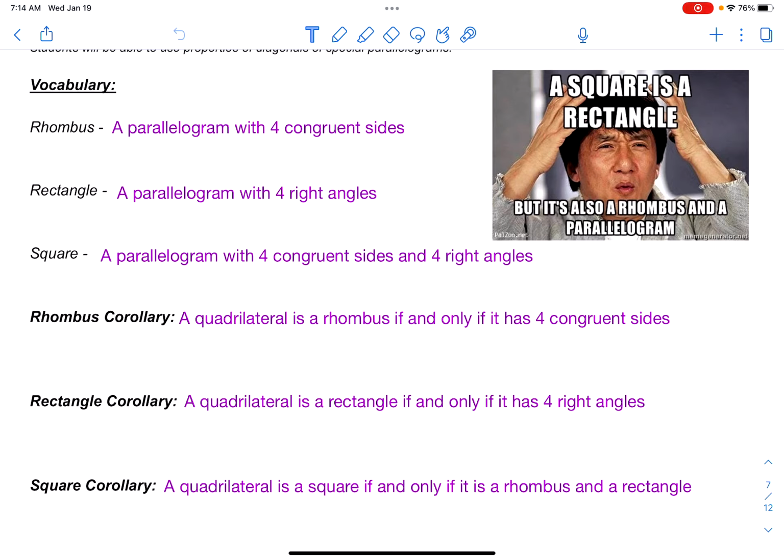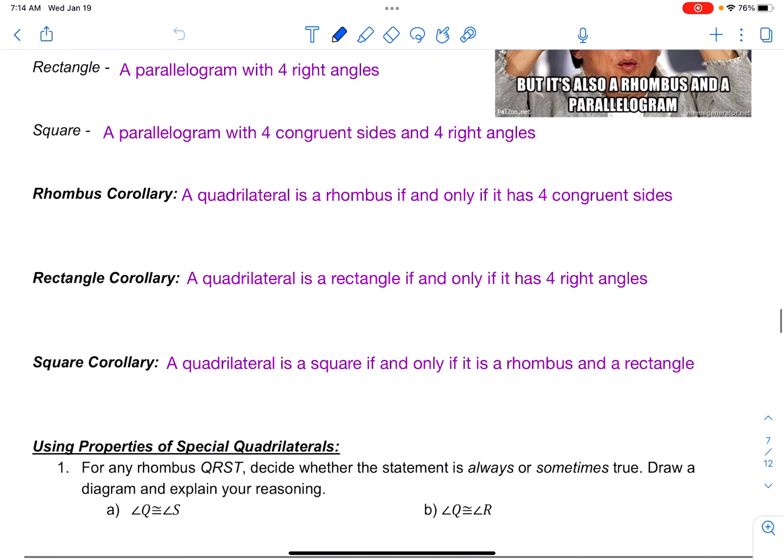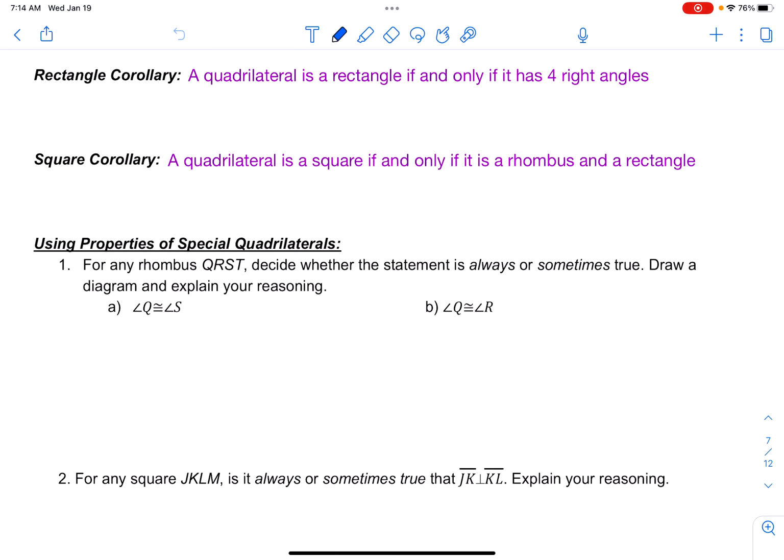So I'm going to keep on moving through, but remember, you guys can always pause this video if you need to copy down any definitions or see what I wrote and see how it makes sense and all of that stuff. So for these first 2 examples, again, kind of proof-based a little bit, just using what we know about the shapes and seeing how they work. It says, for any rhombus QRST, decide whether the statement is always or sometimes true. Draw a diagram and explain your reasoning.